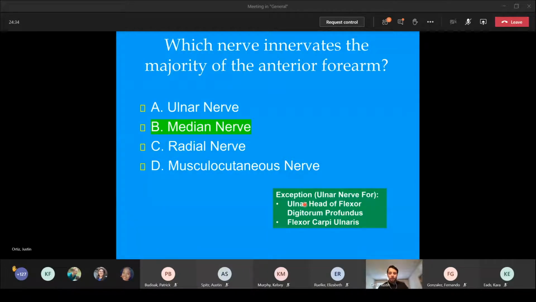The exceptions are going to be the ulnar head of the flexor digitorum profundus and the flexor carpi ulnaris, right? So they have ulnar in their name, which is really good to help us remember the exceptions. But yes, the median nerve will be the anterior compartment. The radial nerve will be the posterior compartment. We talked about musculocutaneous before. That's going to be the anterior arm, where your biceps brachii, coracobrachialis and brachialis are. And the ulnar nerve would be these two exceptions and most of the intrinsic muscles of the hand.